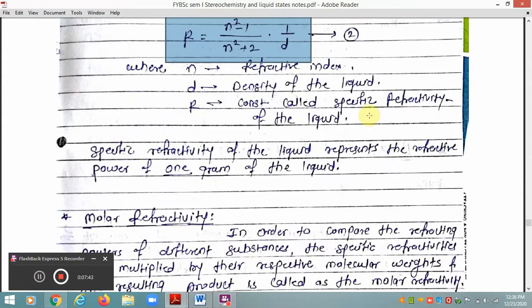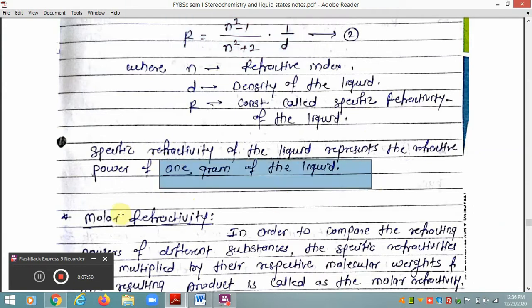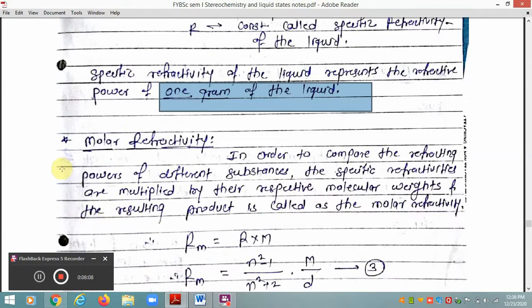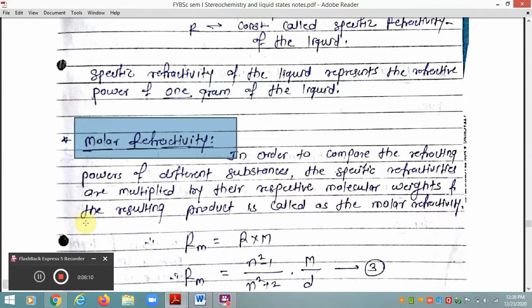This specific refractivity of the liquid represents the refractive power of 1 gram of the liquid. It's very important. Sometimes a question can be asked, what does the specific refractivity indicate, or what is the significance of specific refractivity. So it represents the refractive power of 1 gram of the liquid, and based upon the specific refractivity we are also able to define the molar refractivity. Definitely, the word itself indicates molar refractivity.